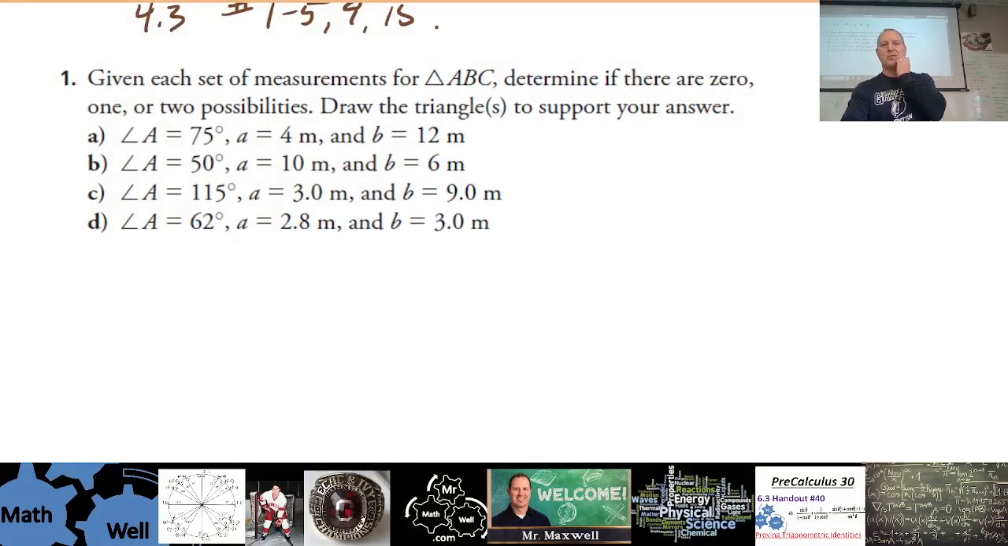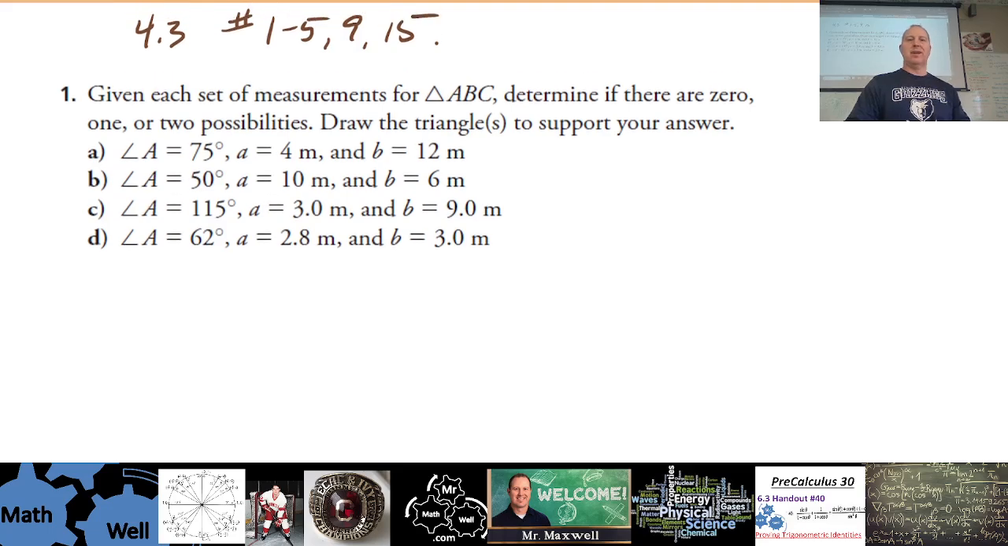Okay, Foundations of Math 24.3. Here's number 1 from your assignment. I've got you doing 1 to 5, 9 to 15 here today.